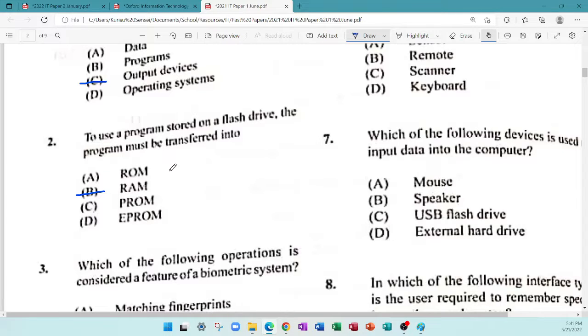So for the computer to process any data, to carry out any instruction, to carry out any program, it must be in RAM first. What does RAM stand for? Random Access Memory. ROM, Read Only Memory. PROM, Programmable Read Only Memory. EPROM, Erasable Programmable Read Only Memory.